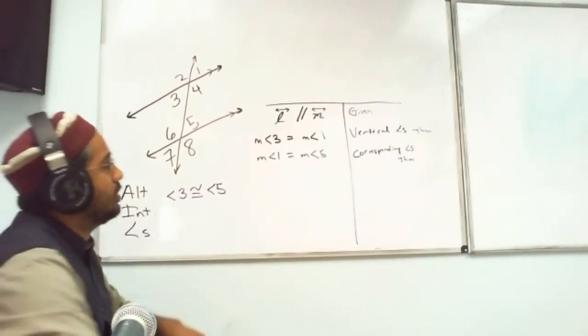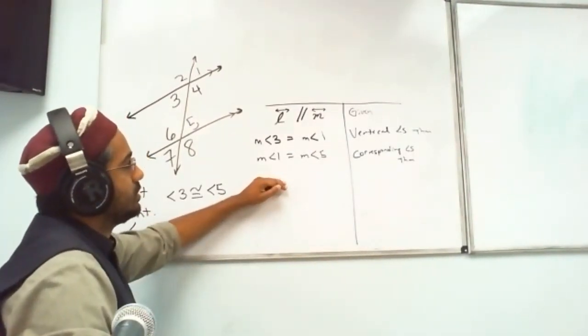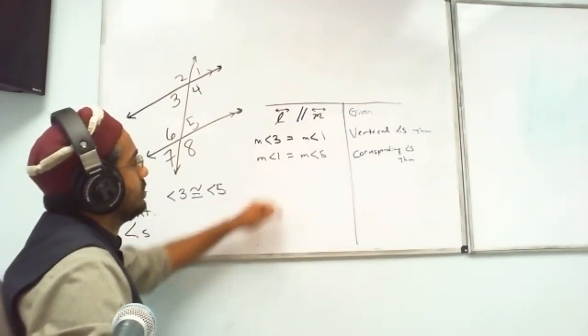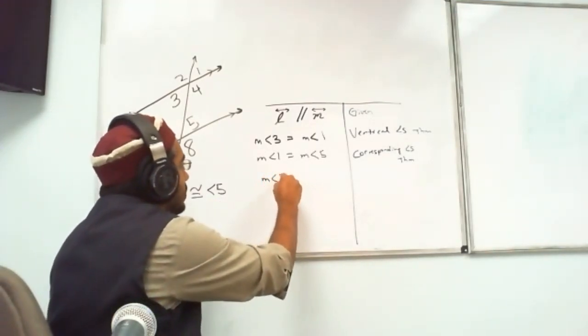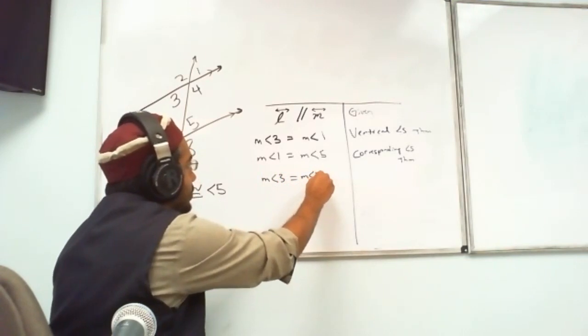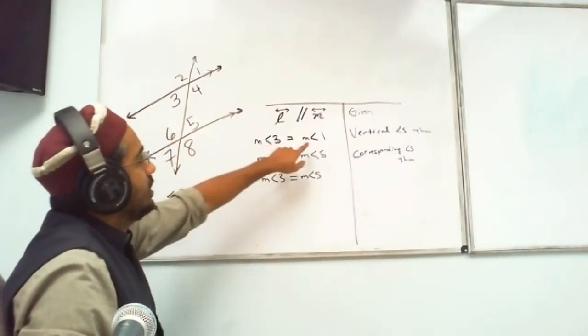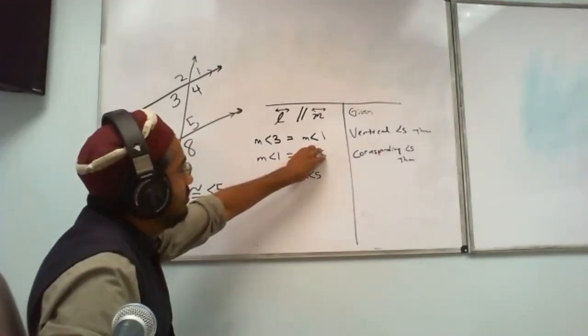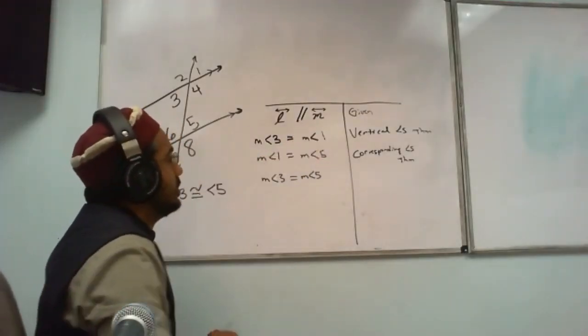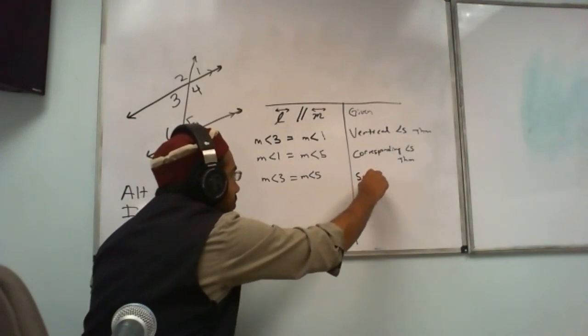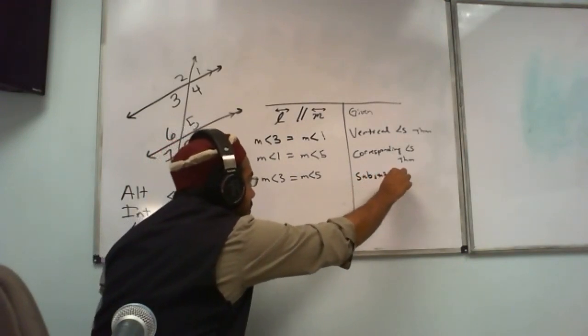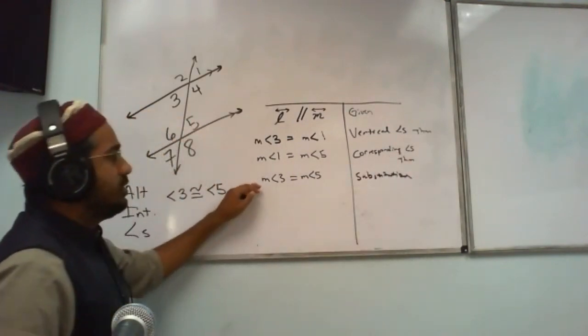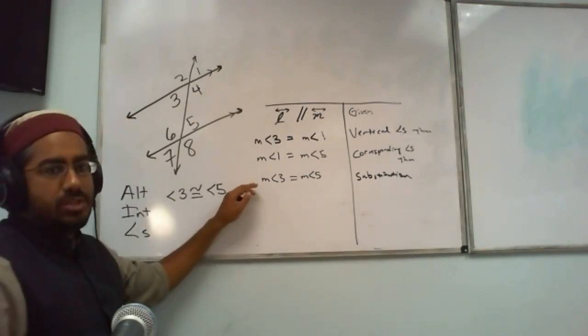Substitution, right? So what am I going to write down here for the next step? Like this, right? Because if 1 is equal to 5 and 1 is equal to 3, then I can take my 5 and stick it in this place. So you can use substitution. And then what is going to be the final step? Because we're almost there.